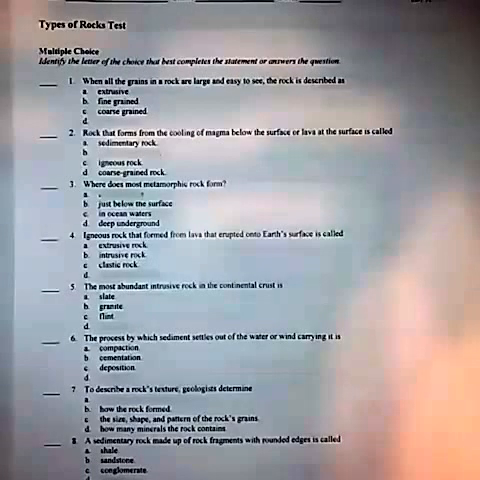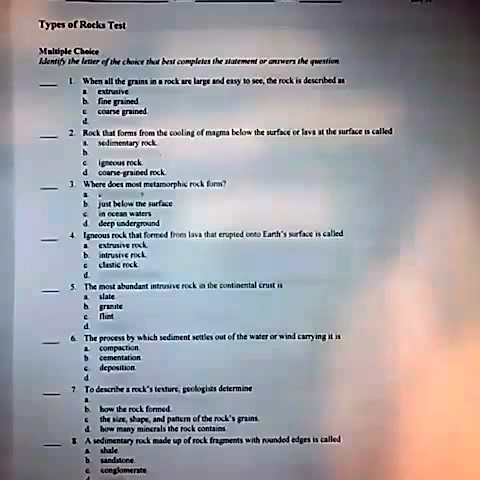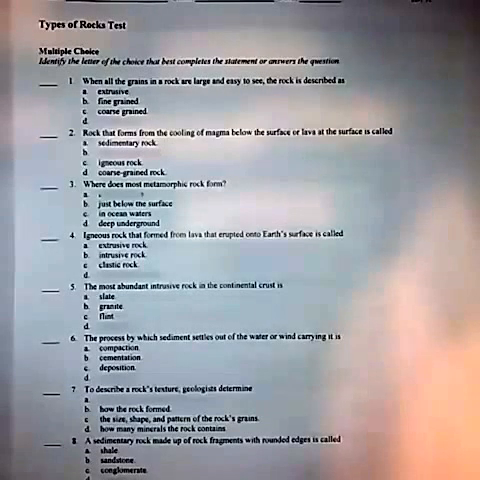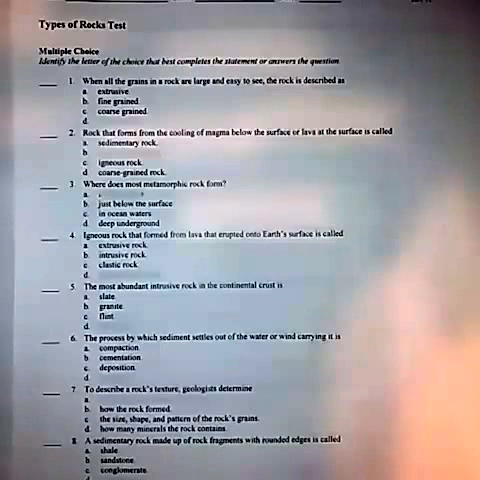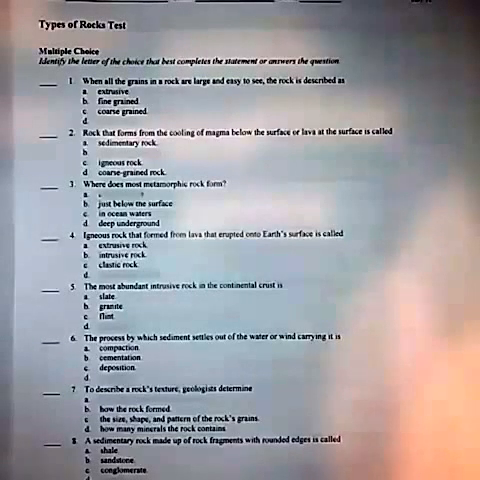Number 3. Where does most metamorphic rock form? B. Just below the surface, C. In the ocean waters, D. Deep underground. Number 4. Igneous rocks that form from lava that erupted onto Earth's surface are called A. Extrusive rock, B. Intrusive rock, C. Clastic rock.